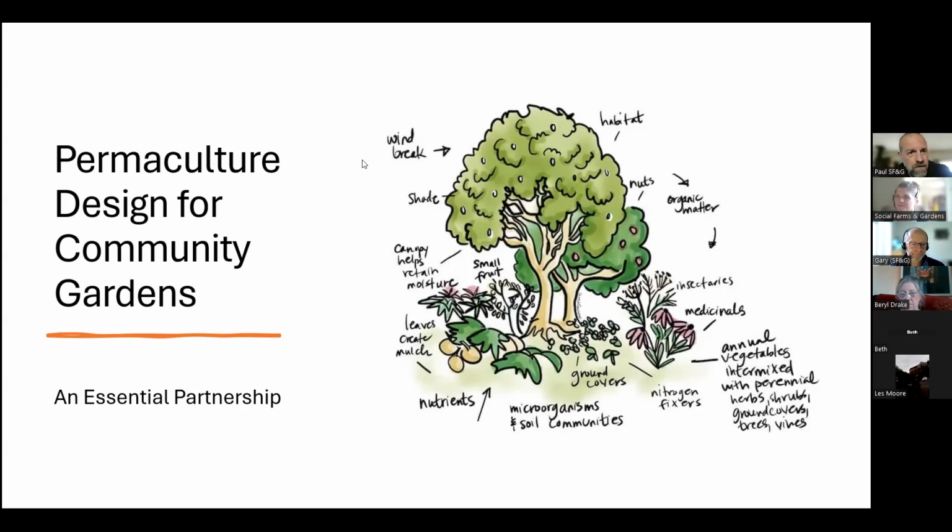So permaculture design for community gardens is a really exciting topic for me at the moment, because I am increasingly passionate about the role that community gardens play in our society, in our settlements, and in our food sovereignty. Working for Social Farms and Gardens in 2024 has got to me. So I am a community garden zealot these days. So what role can permaculture design play in community gardens is the topic of this talk, really.